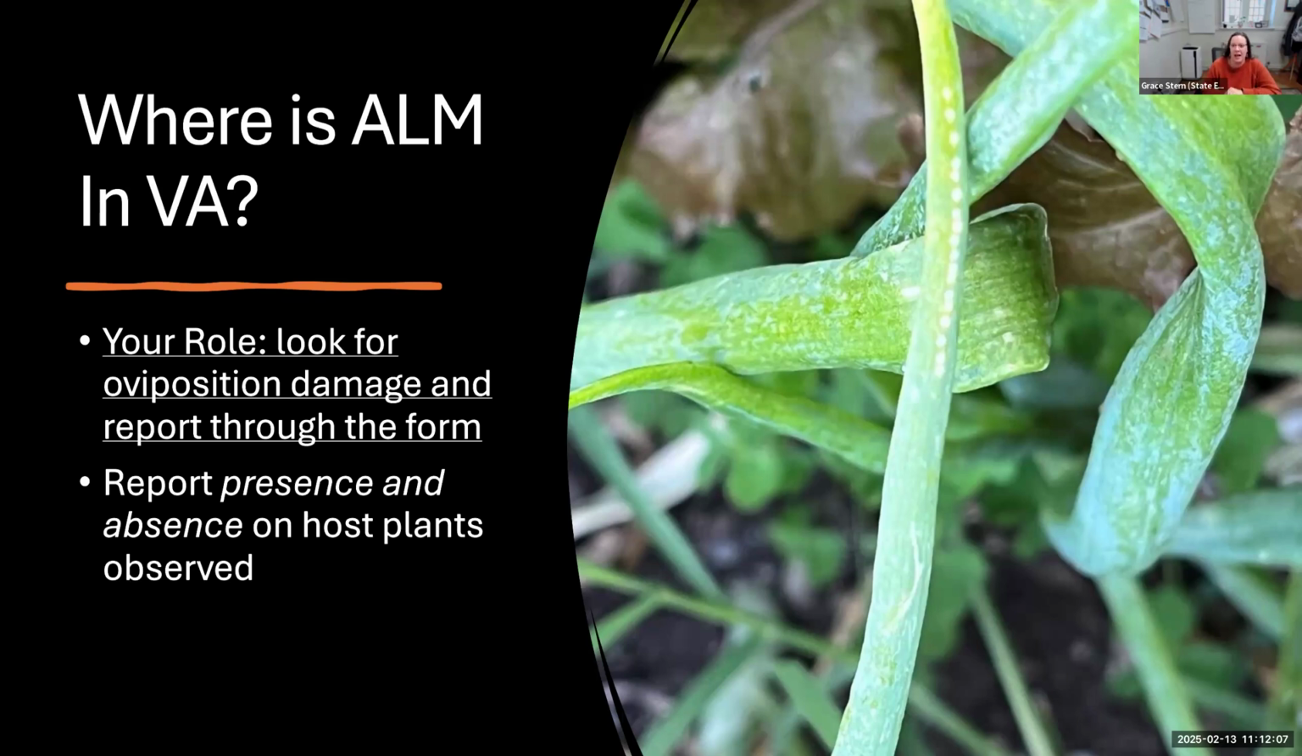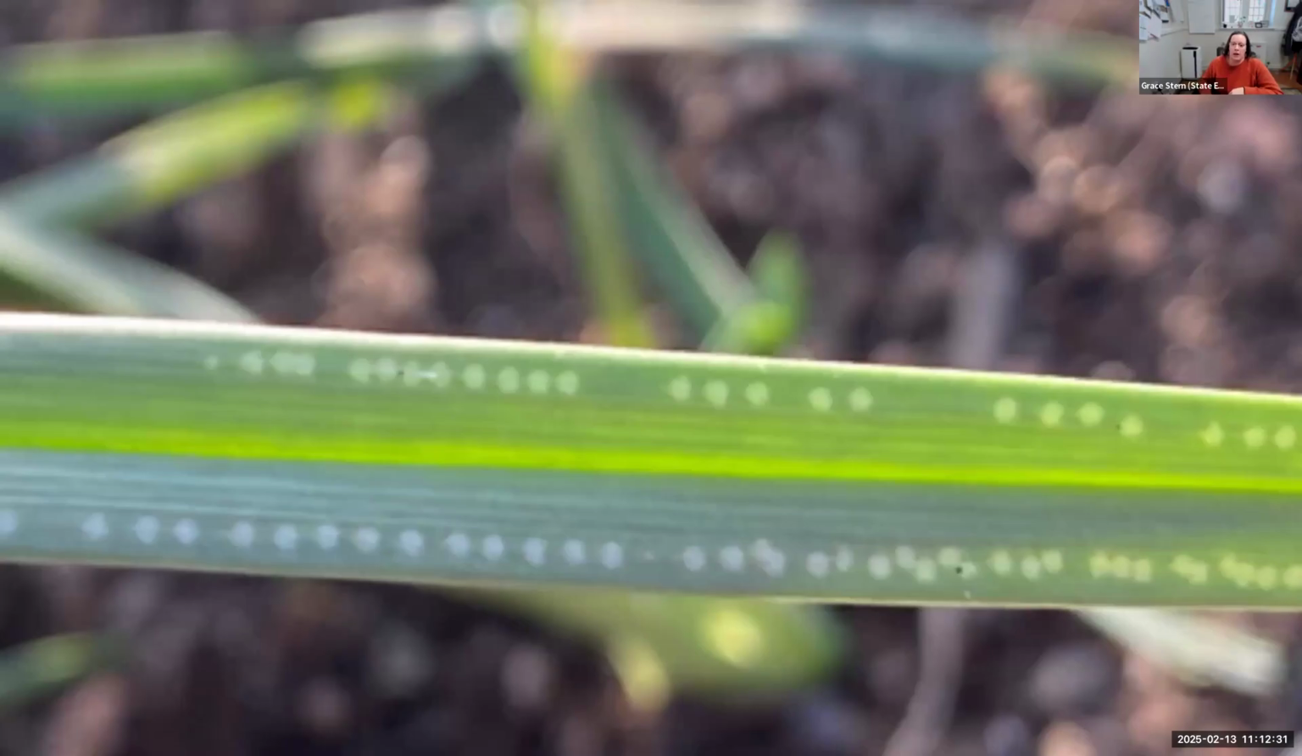So if you go out every 3 days or so and look at your alliums and say, it's not here, it's not here, it's not here. If you go out every day, I'm all right with that if you're using the digital form. If you're using the paper form, I have to look through all of those, so maybe refrain from that if you're using the paper form. But it's really important for us to have both presence and absence data to answer all of our questions.